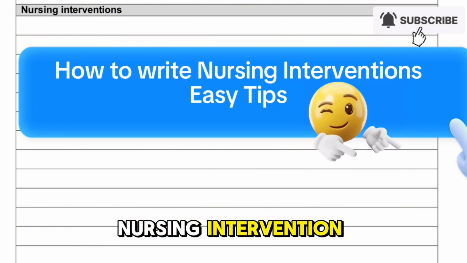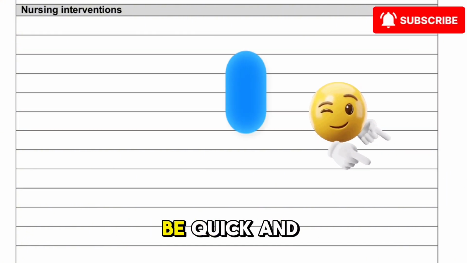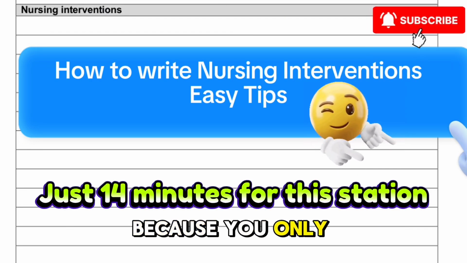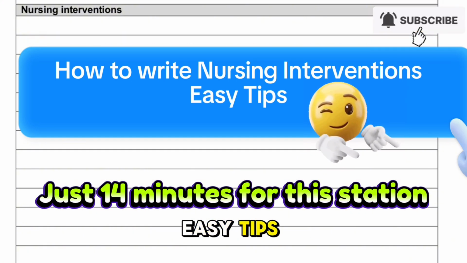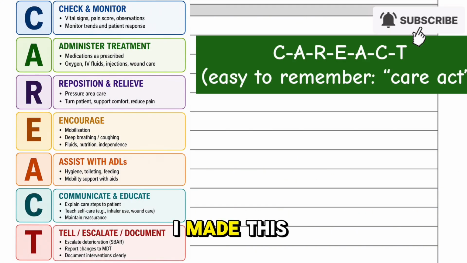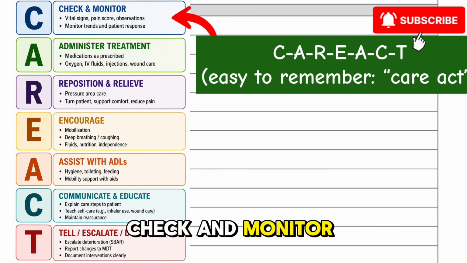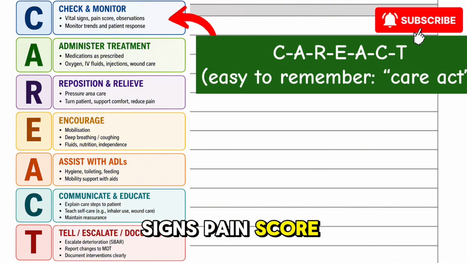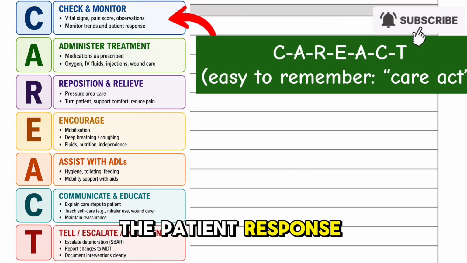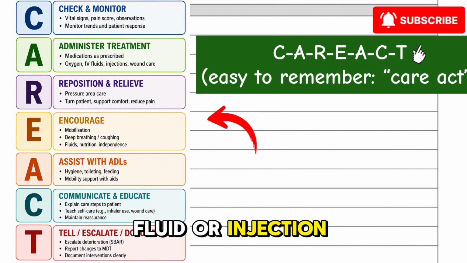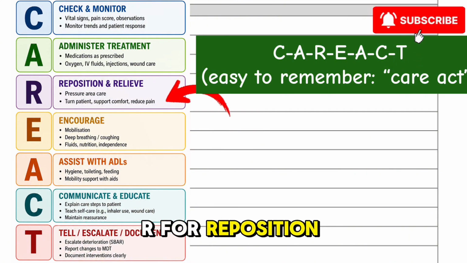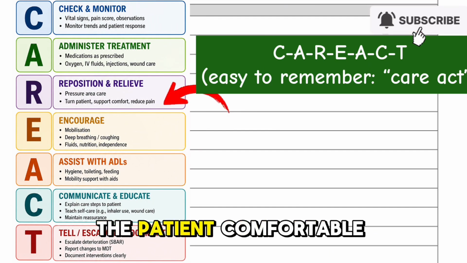Let's write the nursing intervention. To write nursing interventions, you have to be quick and fast enough because you only have 14 minutes to write two relevant aspects of care. So I will show you one easy tip which I used on my exam day. I made this easy formulating method, which is CARE ACT. C for check and monitor, which is vital signs, NEWS score, observation and monitoring the patient's response. A for administer treatment, so administering medication, oxygen, IV fluid or injection, something like that. R for reposition and relieve, which is making the patient comfortable.